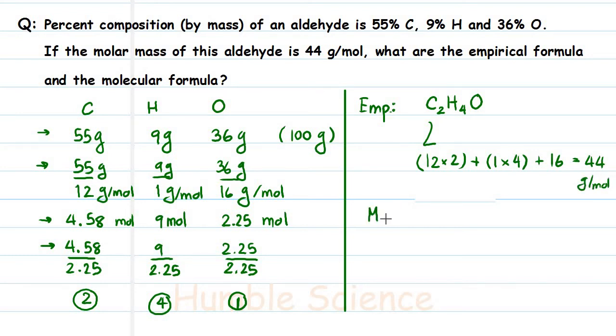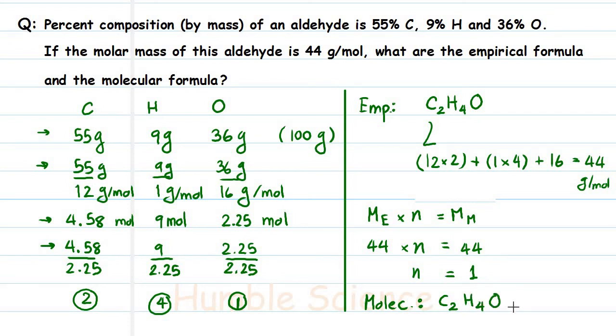In order to convert the empirical formula into the molecular formula, we have to multiply by N. So that is the empirical formula and this is the molecular formula. And we have 44 gram per mole over here. We have to multiply N into 44 gram per mole as well, which is given in the question above. So N is actually going to be equal to 1. That means the molecular formula for this aldehyde is also C2H4O1. This is the answer for the empirical formula, and this is the answer for the molecular formula.